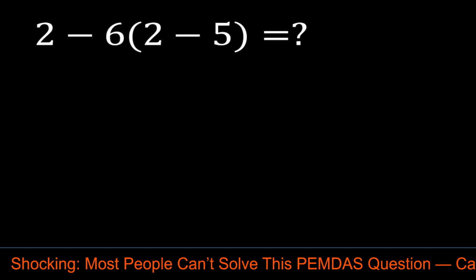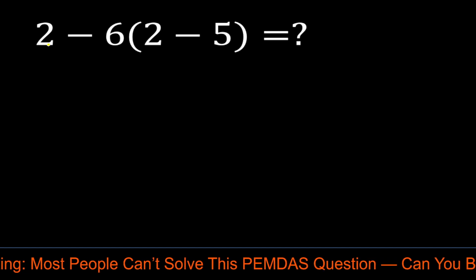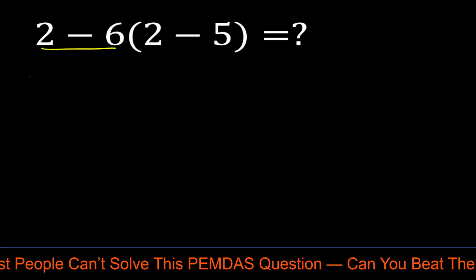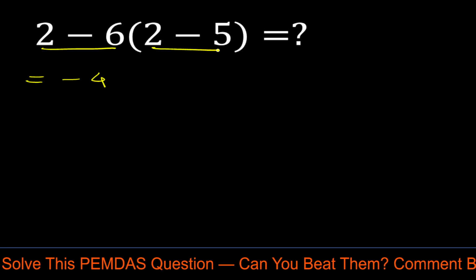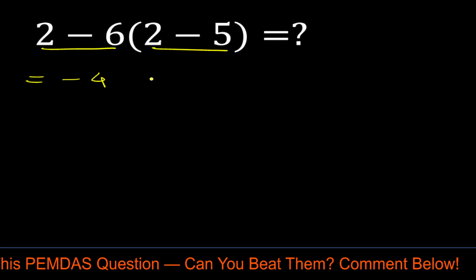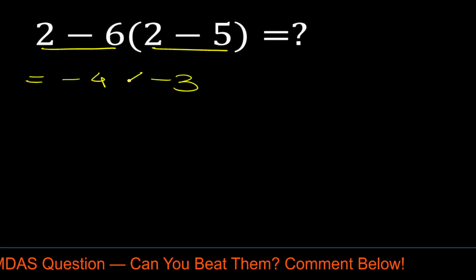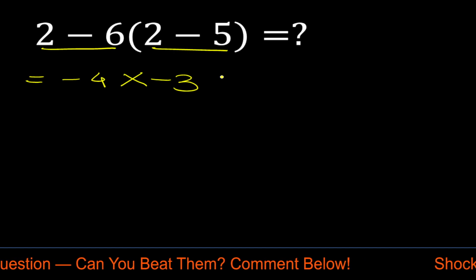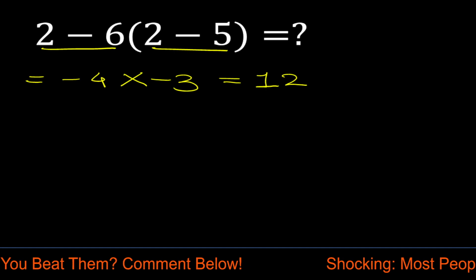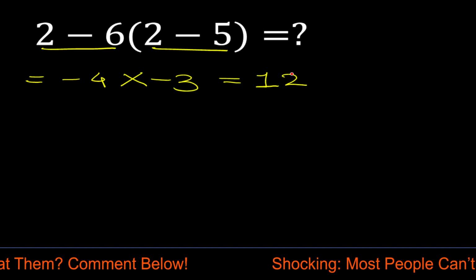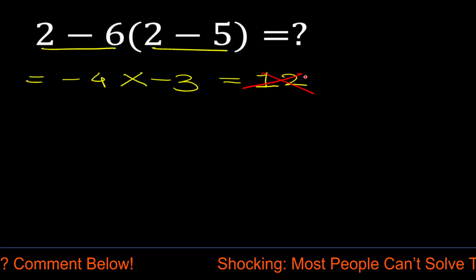So most people solve this question like 2 minus 6. So 2 minus 6 is equal to minus 4, right? Then 2 minus 5. So 2 minus 5 is equal to minus 3, right? Now minus 4 times minus 3. So minus 4 times minus 3 is equal to 12, right? But this answer is not correct. This answer is completely wrong.